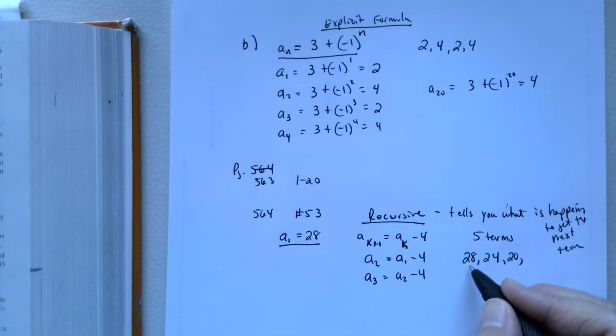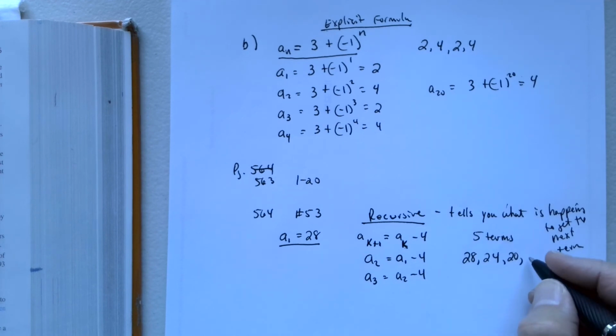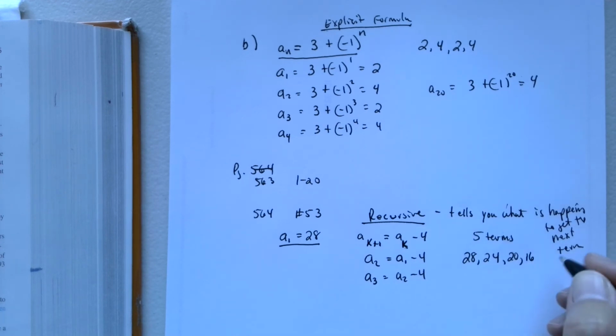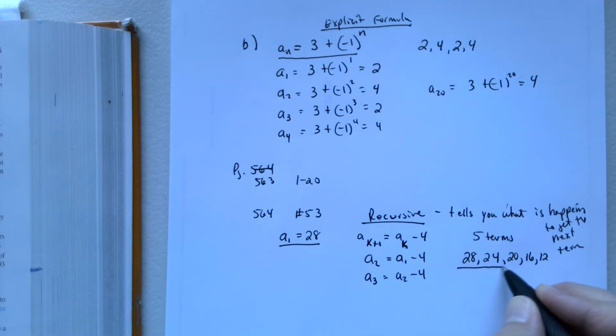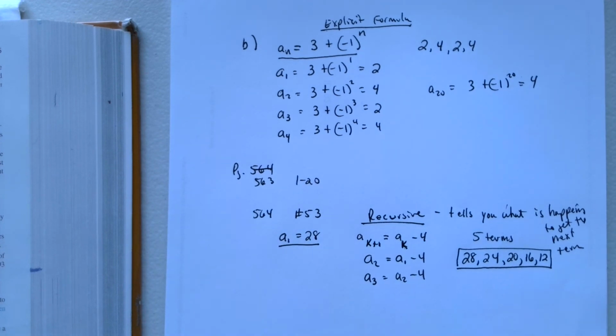So they wanted 5 terms. The first term was 28, and we're just subtracting 4. So 28 minus 4 was 24, 24 minus 4 is 20, 20 minus 4 is 16, 16 minus 4 is 12. And these would be the first 5 terms of our sequence. So with the recursive, they're just kind of telling you what is happening to get the next number.